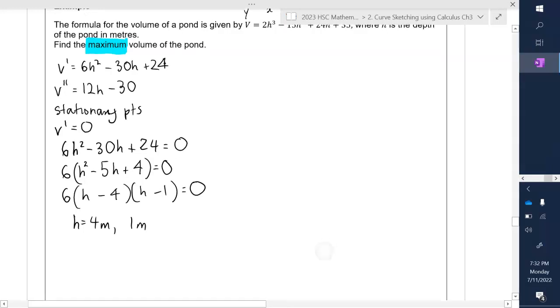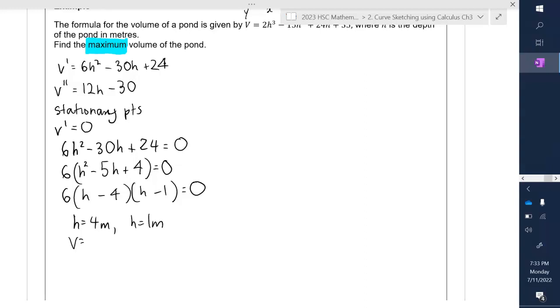So let's see what our matching volumes for that would be. So when h is 4, we're going to get, oops, sorry, I'm having a bit of a stylus problem there. There we are. Volume is going to be what? And when h is 1, I might fix that up a little bit as well.